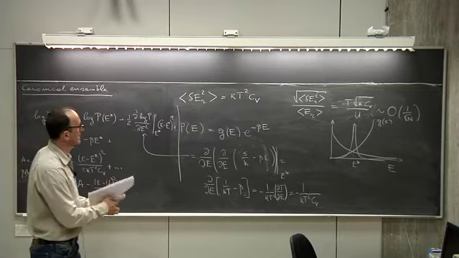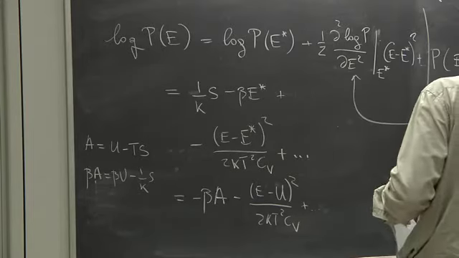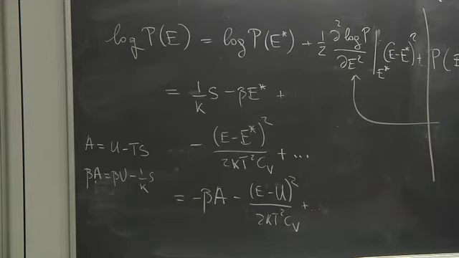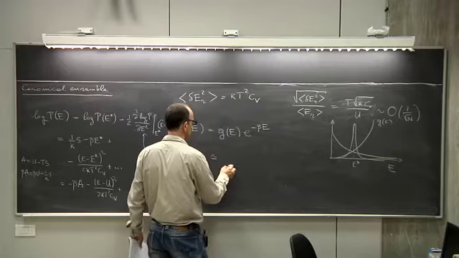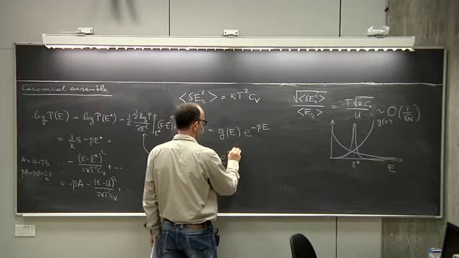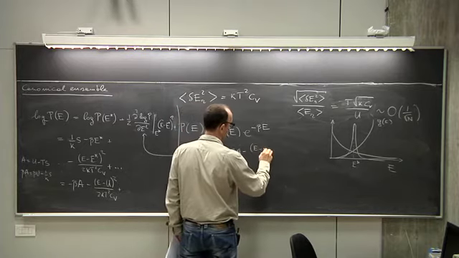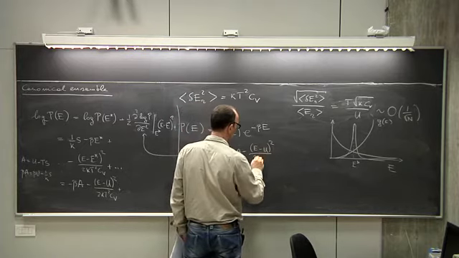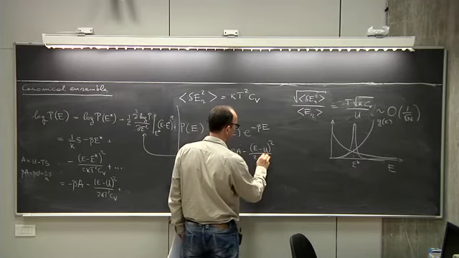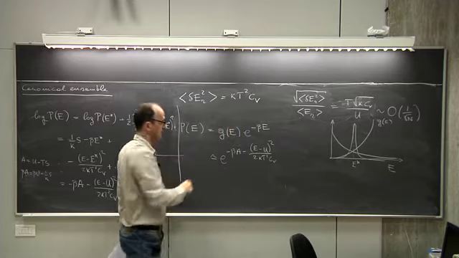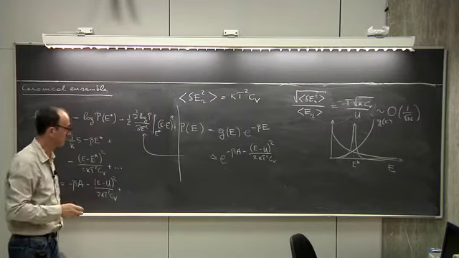Okay, so what you get in the end is that the distribution of energies in the canonical ensemble is very well approximated by a Gaussian distribution of this form, with a variance which is given by exactly this result here. Okay.